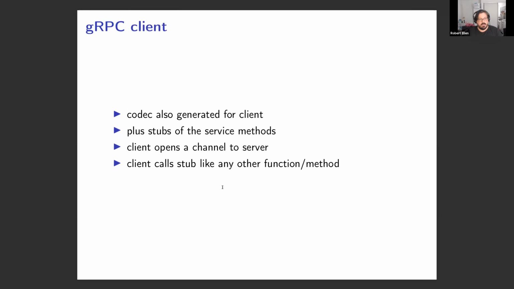On the client side, we also generate a codec, and the library we use for the client will also generate stubs, methods or functions that we use to actually call the client side of the remote procedure call. We connect to a server via a channel, and then the stubs just look like any other functional method. When we get to the demo, you can see that.